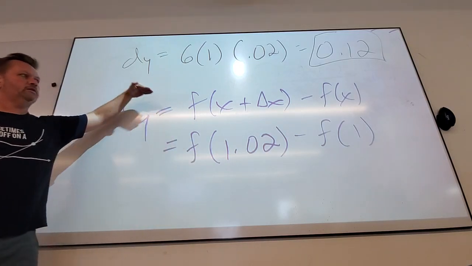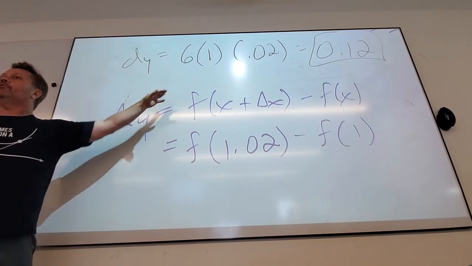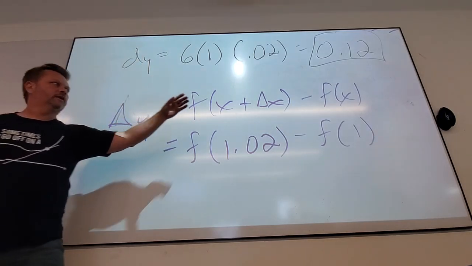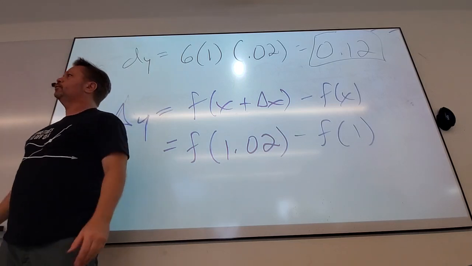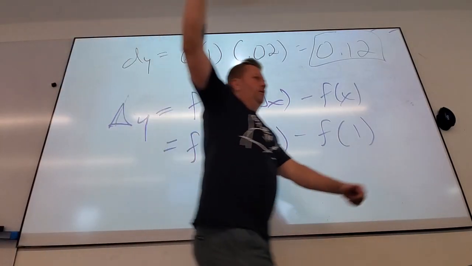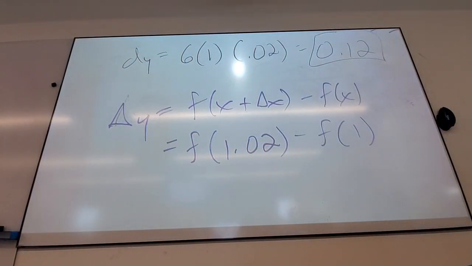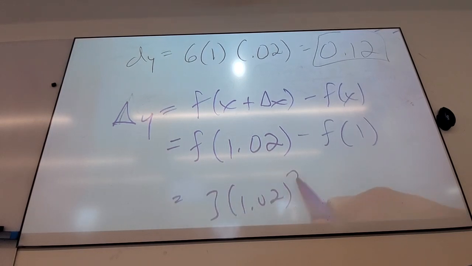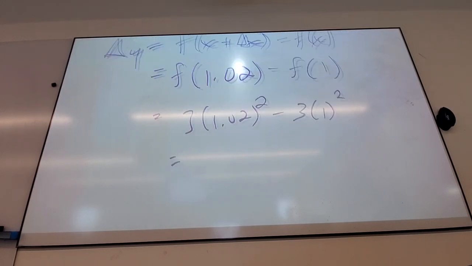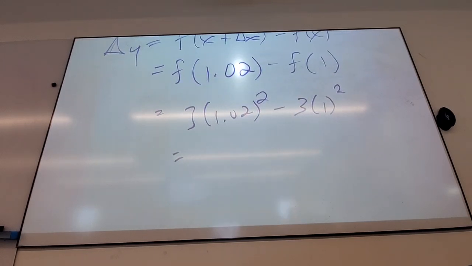I understand this could be trippy. There's a lot going on in it, but all it says is this output minus the original output. That's how much my output has changed. So now you can use your calculator. What is f of 1.02? Just plug 1.02 into the function, yes?